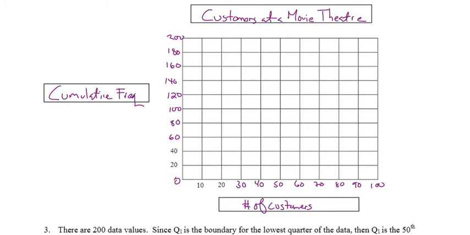Okay, so we're drawing a cumulative frequency curve. It's going to start at, what's our first point? So we have 10 customers with a frequency of 2. We have 20 customers and our cumulative frequency is now 10. So we're going halfway. 30, the upper end of that boundary, has 28. Okay, so not quite halfway. 40 has a cumulative frequency of 50.